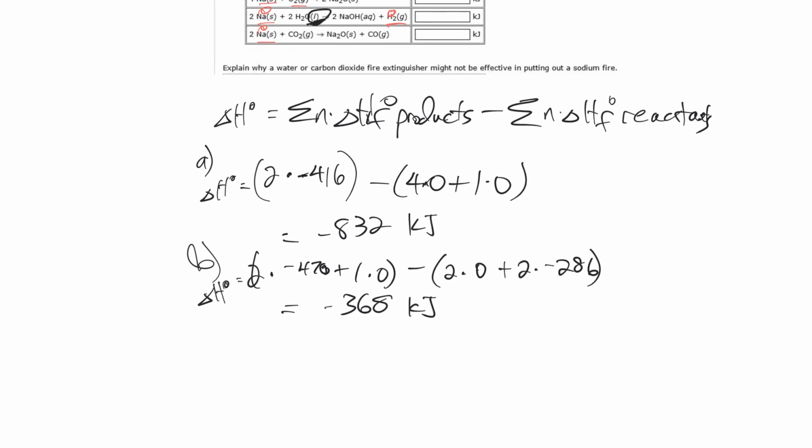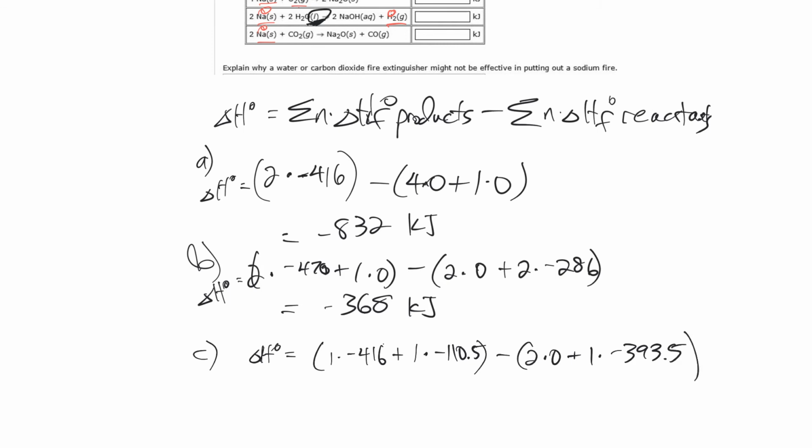And then for part C, we have sodium oxide again, negative 416. Negative 110.5 for carbon monoxide. And carbon dioxide is negative 393.5. After crunching the numbers, this one works out to be negative 133 kilojoules.